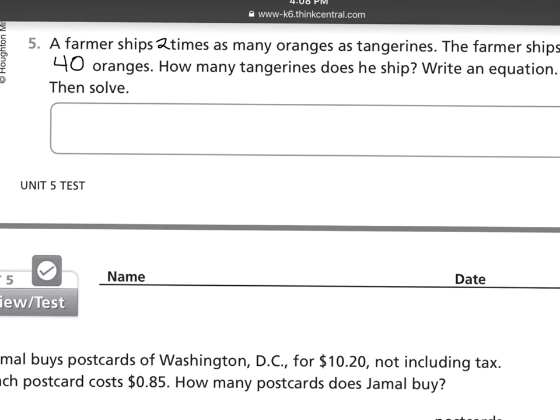I made an adjustment to the problem, and now the farmer is shipping 2 times as many oranges as tangerines. And the farmer ships 40 oranges. So how many tangerines is he shipping? We need to figure out a formula, a mathematical equation that we can write so that we can solve it.